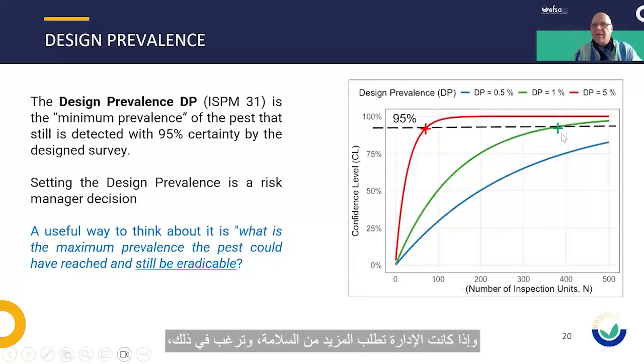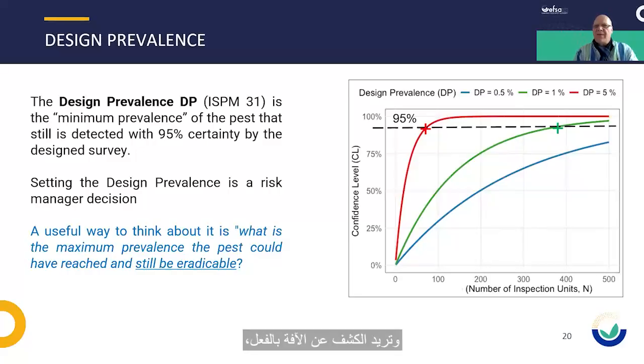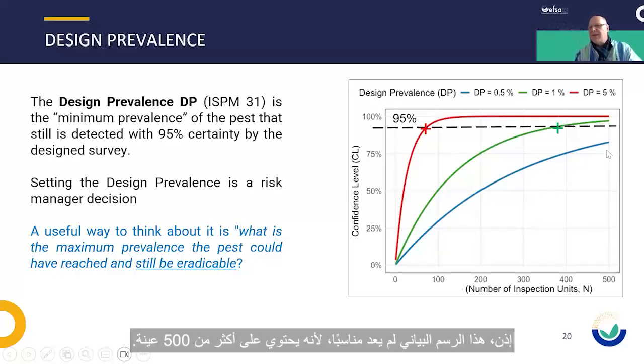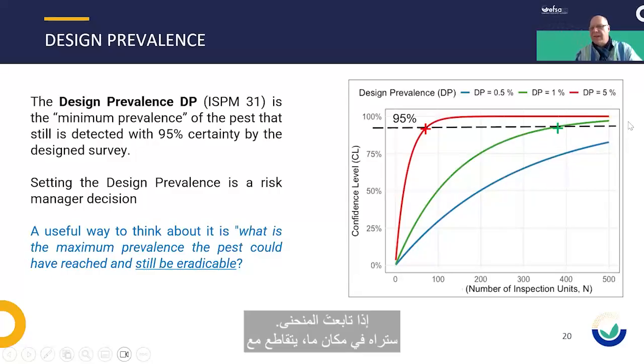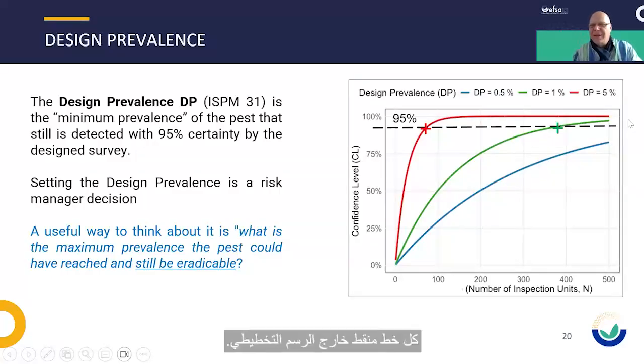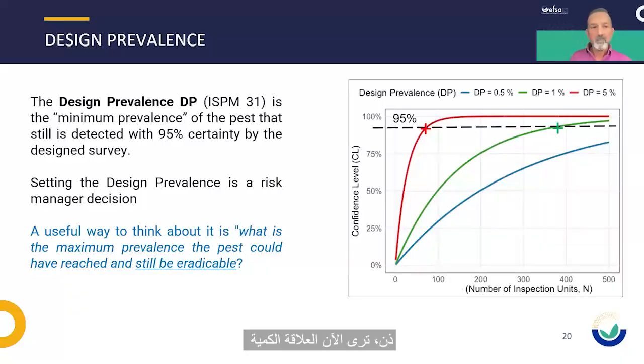And if the management is requiring even more safety and wants to have detection of the pest already if it is only 0.5%, so the blue line, then this diagram doesn't fit anymore because it's much more than 500 samples. If you continue the curve, you see it's somewhere crossing the dotted line out of the diagram. So now you see the quantitative relationship between the two. But could you imagine a useful way to think about what this prevalence actually is?